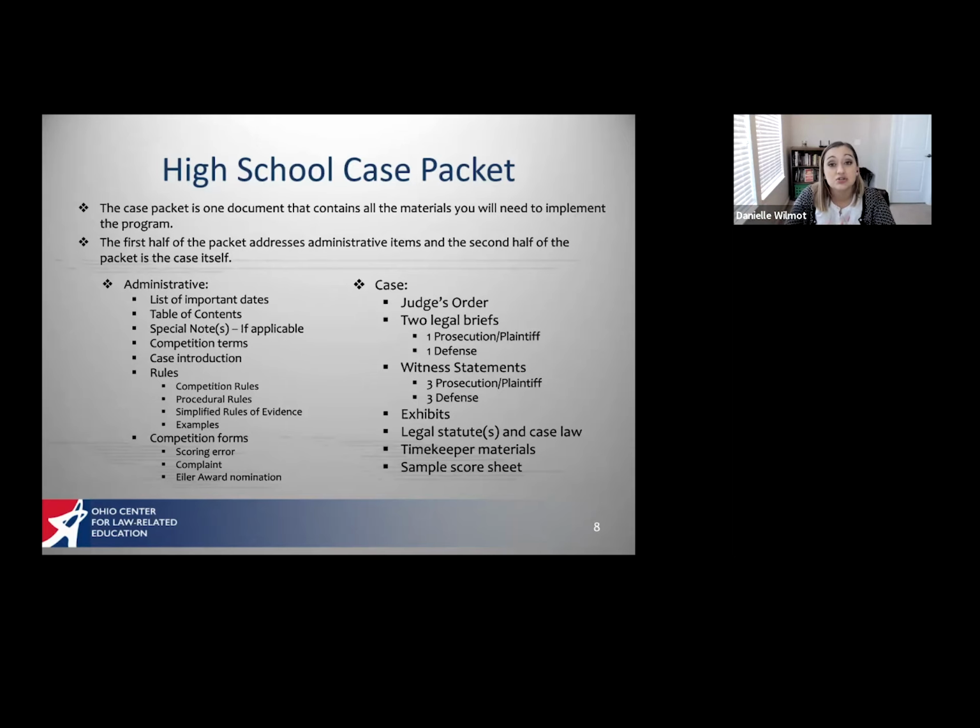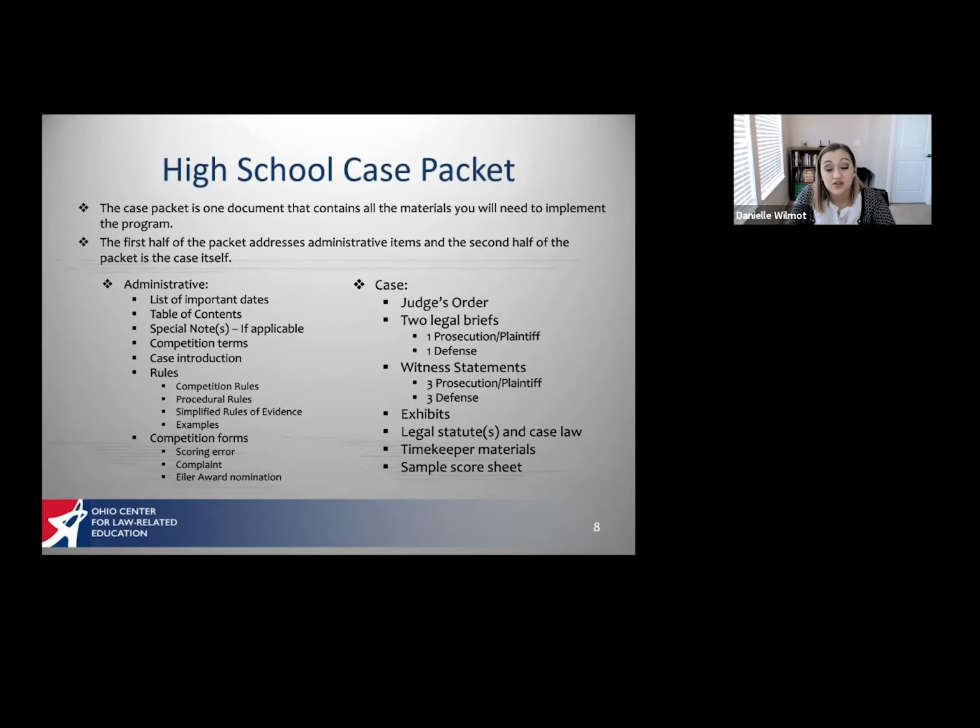Then there are 2 legal briefs, one for each side. So prosecution or plaintiff will have a brief, defense will have a brief. And those briefs are really just to outline the legal arguments in this case. So it helps students understand what they are, and it helps give them some guidance as to how they should build their trial theory, and they should build their arguments throughout the trial presentation. So it's given to assist students in understanding the legal arguments in the case.